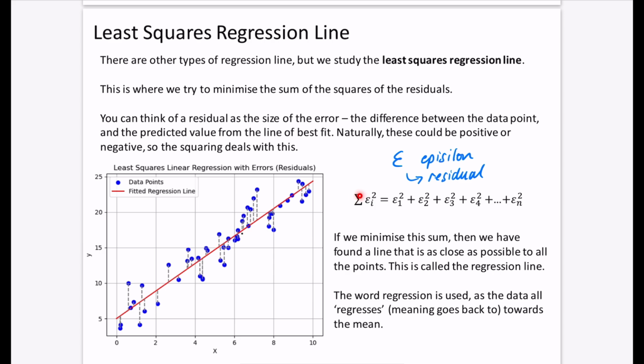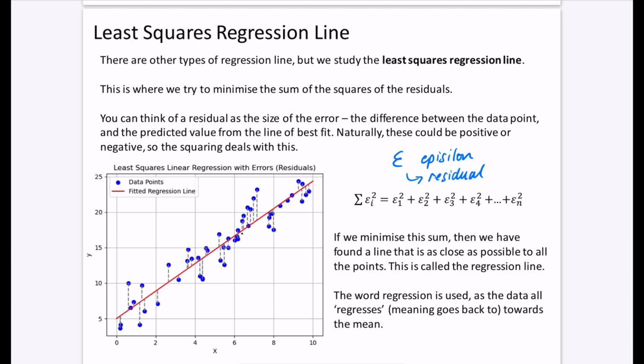And this little symbol at the beginning means to add up, find the sum of all of the residuals being squared. So when you write something like this, it just means take the first residual, which is maybe one of these down here, and square it, add it to the next residual squared, to the next residual squared, and keep doing that for all of the residuals until you get to the last one that you have. And so for these residuals that have been squared, I want to minimize the sum of them.